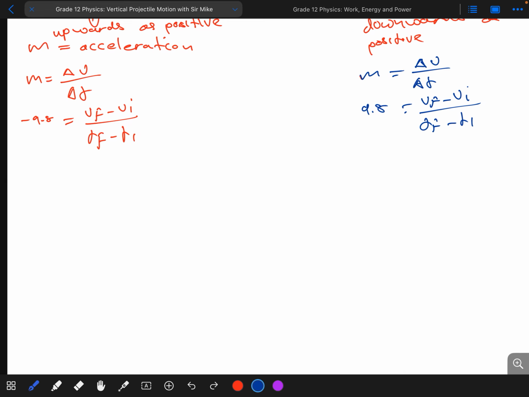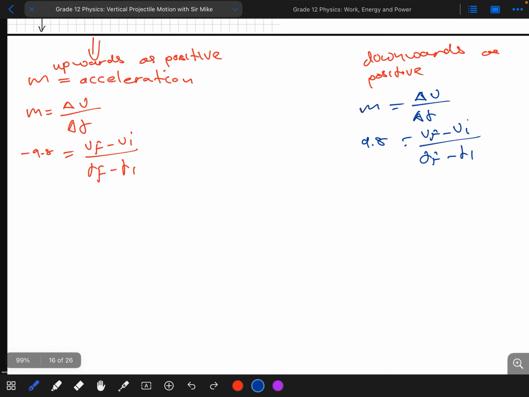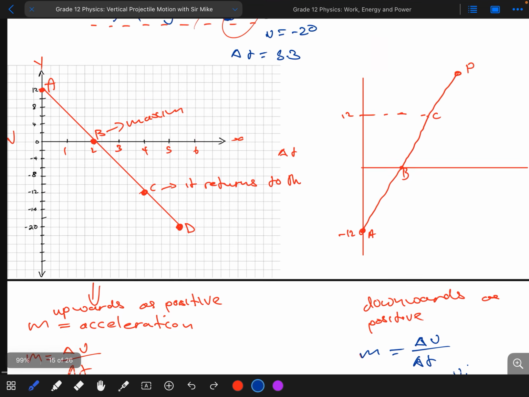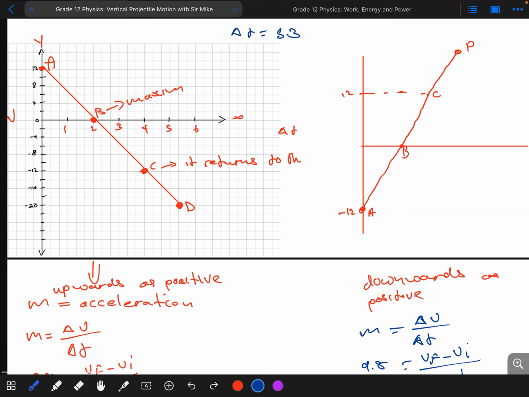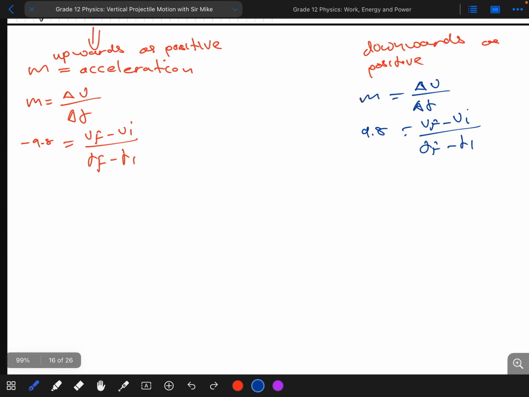And the second important fact about this graph is that the area underneath the velocity versus time graph actually represents the displacement of the object. So that's another important fact that you need to note. The area underneath the velocity versus time graph actually represents the displacement of the object.